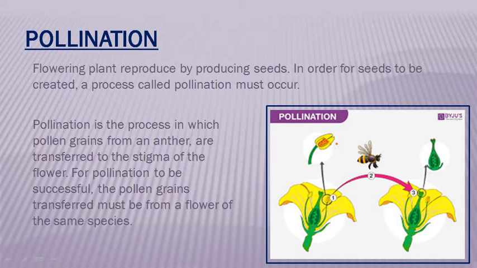For pollination to be successful, the pollen grains transferred must be from a flower of the same species. It is also very important. If the pollen grain of any other flower reaches another flower, it does not proceed with the further process. Pollen grain must be of the same species, meaning rose pollen grain should fall on the rose flower stigma only, then only will the process proceed and the seed form. So for pollination, the pollen grain transferred must be from a flower of the same species.